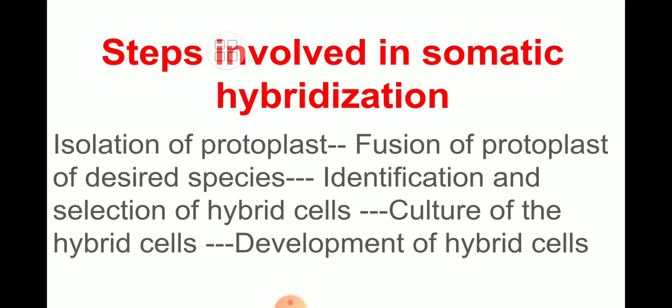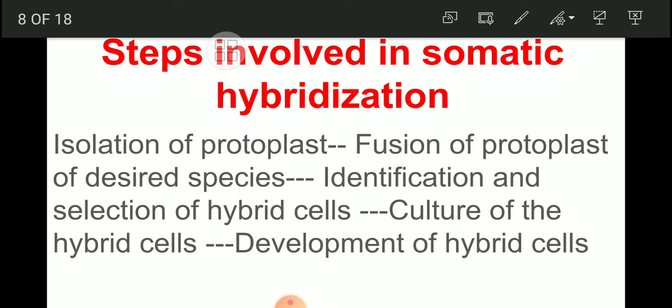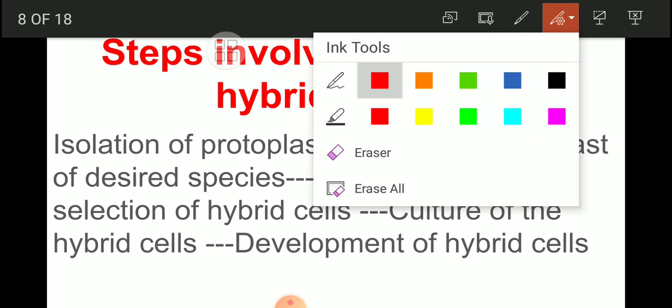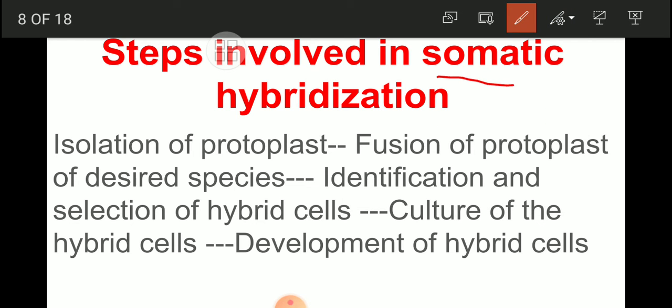Now the main point, again from the syllabus point of view, is somatic, means vegetative cells, hybridization, which takes place between two vegetative cells here, isn't it? The steps involved: isolation of the protoplast, as we have seen in detail what protoplast is, then which methods are used for the isolation of protoplast, then how it is to be fused, that we have studied. So first is isolation of the protoplast.